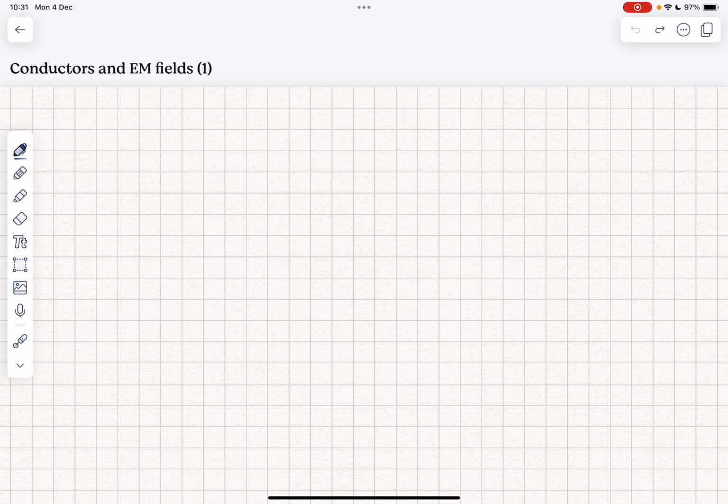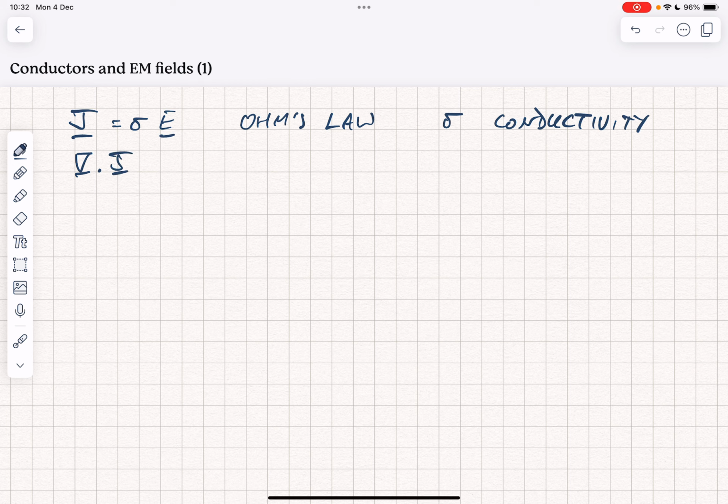I've put together a video of that which explains why you can get there from the Drude model of conductivity. And remember here that sigma is the conductivity, J is the current density, and E, of course, is the electric field. And we're going to combine that with the continuity equation, div J plus d rho by dt is equal to 0. So I have another video on that if you want to look at it.